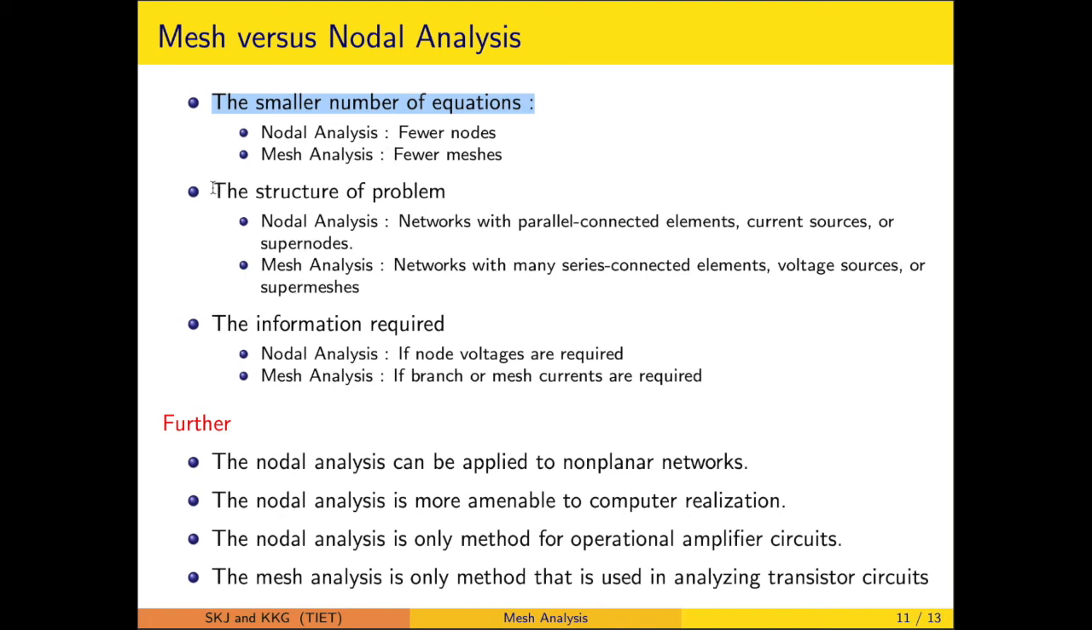If the structure of the problem is such that there are a number of parallel connected elements, current sources, or it is coming out to be a supernode, then the nodal analysis is preferred. However, if there are a number of series connected elements, voltage sources or supermeshes, then the mesh analysis is preferred. If the consideration is to find out the nodal voltage, then directly solve by the nodal analysis. If the branch currents are important, then go for the mesh analysis likewise. So these are the general guidelines.